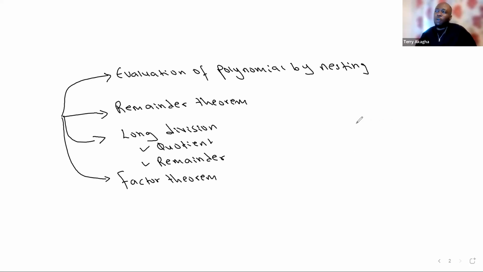These are the four things I'm going to talk about in this series. First, evaluation of polynomial by nesting. Then the remainder theorem. Then long division, how to divide two polynomials. The thing about long division is that it gives you both the quotient and the remainder. And what is the difference between the remainder theorem and the factor theorem? That will be that for this video. Next video, I'm going to start from the first one, evaluation of polynomial by nesting.